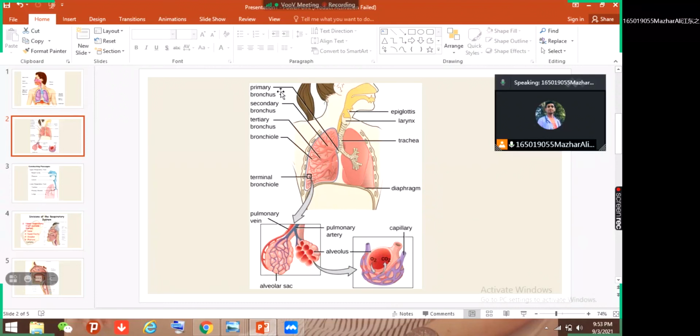You can see this is the primary bronchus, the primary right and this is the left. The right bronchus is somewhat vertical, and the left bronchus is somewhat horizontal. This is the secondary bronchus. And this is the diaphragm. The diaphragm helps during inspiration and expiration.